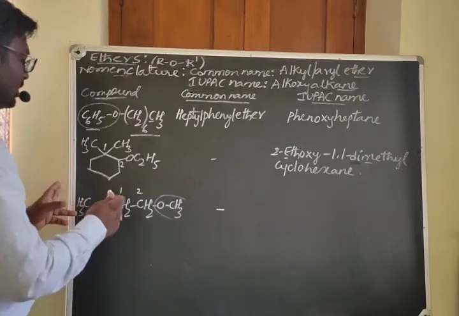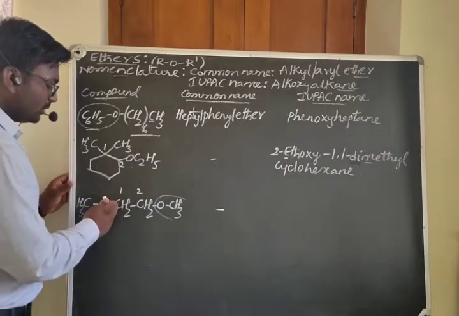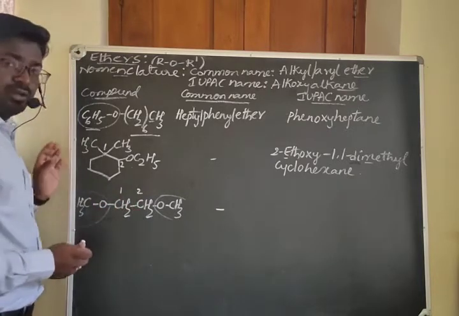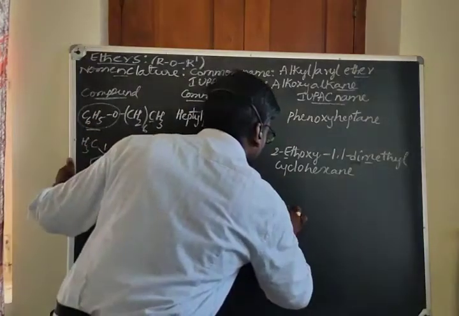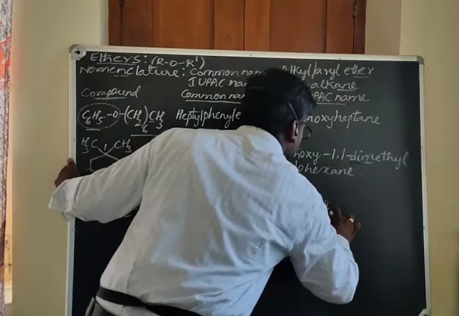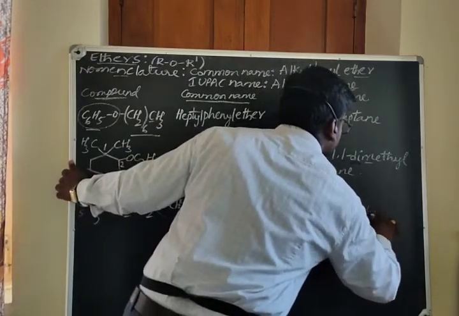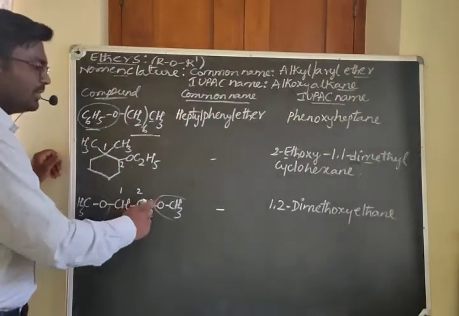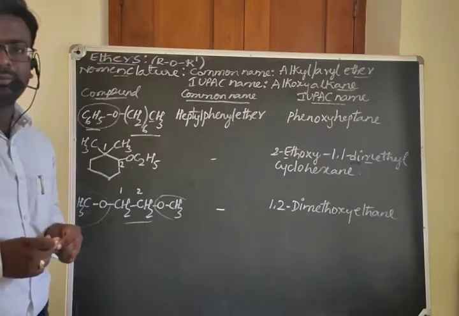So what is the IUPAC name of this compound? 1, 2 means on the first carbon atom and the second carbon atom you can find the 2 methoxy groups. So I can write this as 1, 2-dimethoxy ethane as the IUPAC name of the compound.